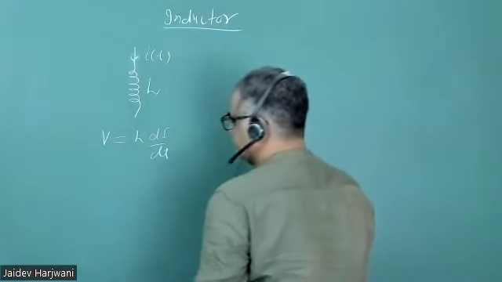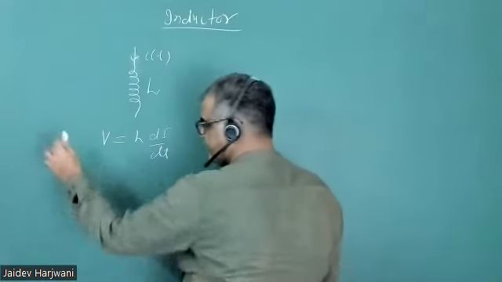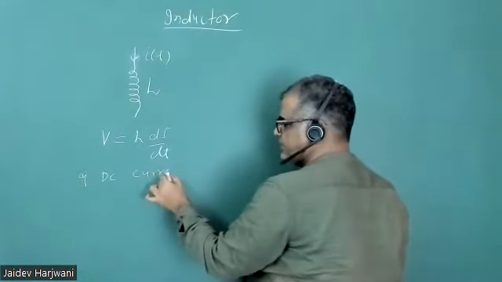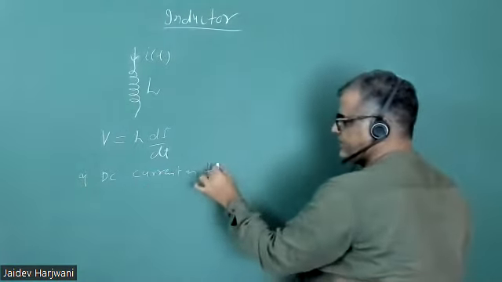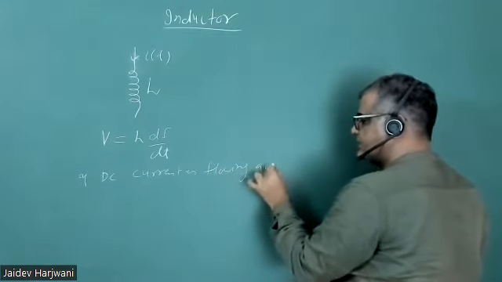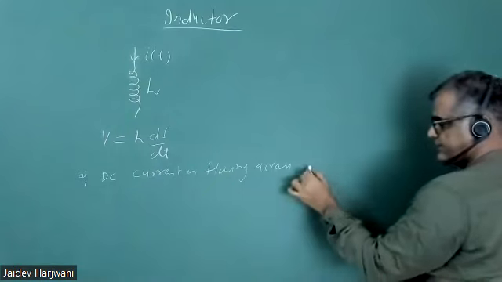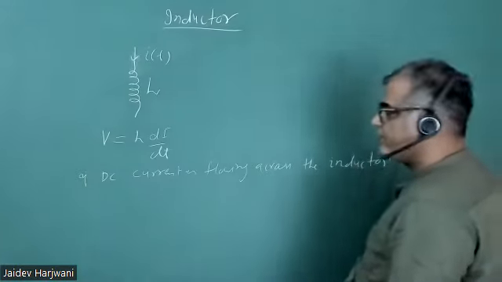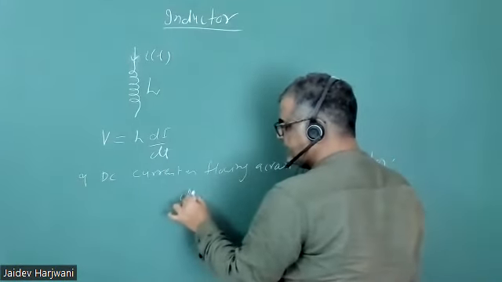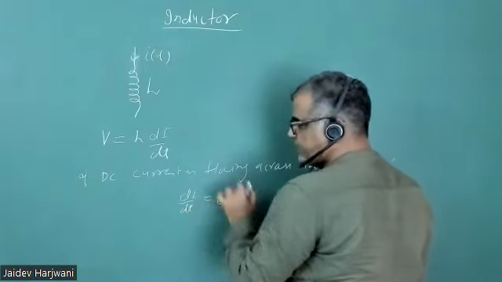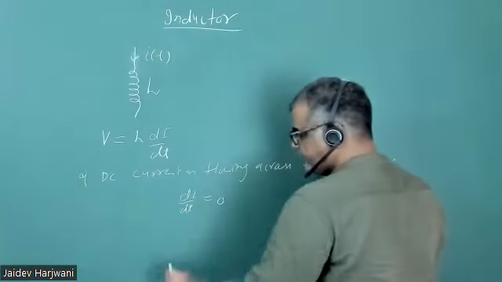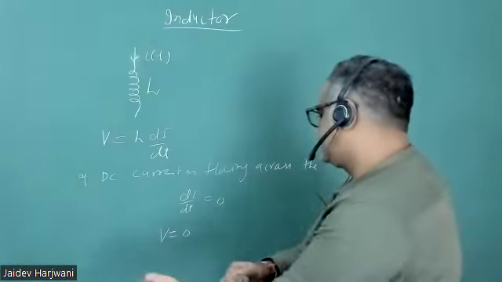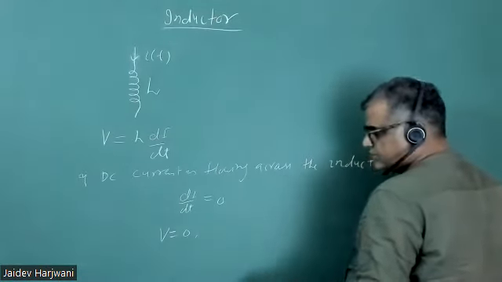Now the same thing, if DC current is flowing across the inductor, then we can write di by dt is 0, since the current is DC. In this case, the V across the inductor will become 0. That means your inductor behaves like a short circuit for DC.